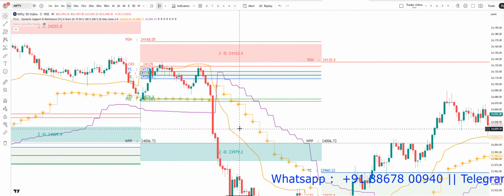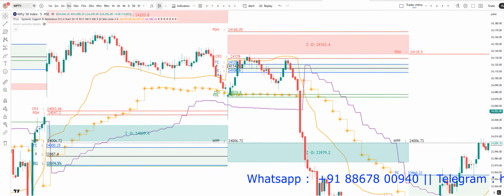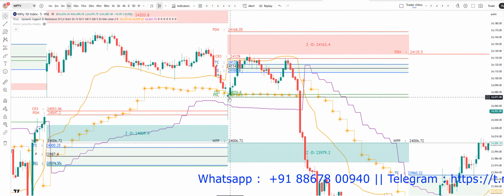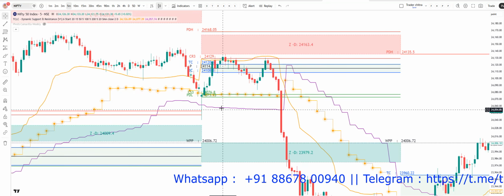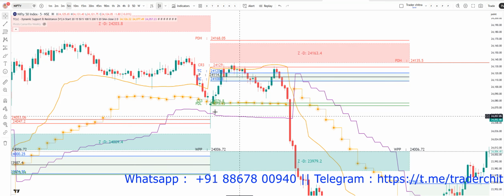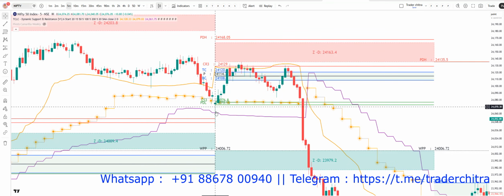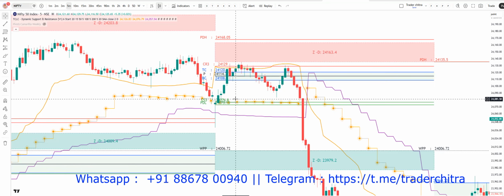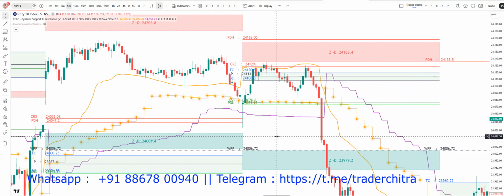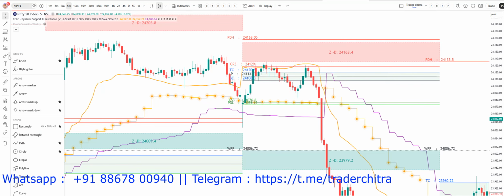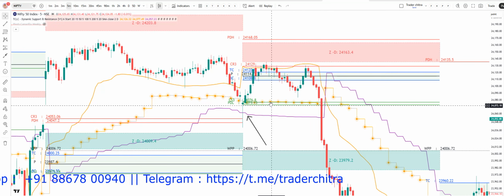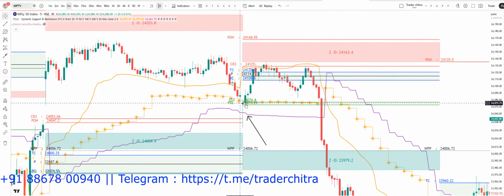Now I will show you what trading opportunities we got on a particular day, that is 23rd June. Here we can see the first candle itself opened at our purple level, that is the dynamic support level. And what is this candle called? This candle is the pin bar candle, or you can call it a dragonfly doji candle, which is a bullish sign. So above this candle you can look for long trade opportunities.